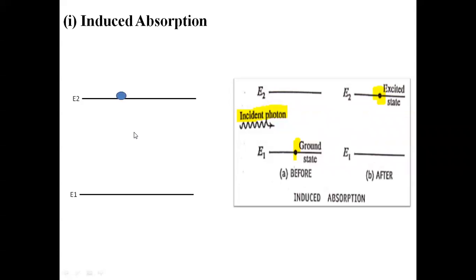The word induced implies that the atom itself has not gone to the excited state. Instead, the atom is made to go to the excited state by incidenting a photon. We are supplying some energy from the external source for excitation. Therefore, this is known as induced absorption. I hope you know that atoms or anything in the universe will not go to the excited state on their own. It requires some external source.